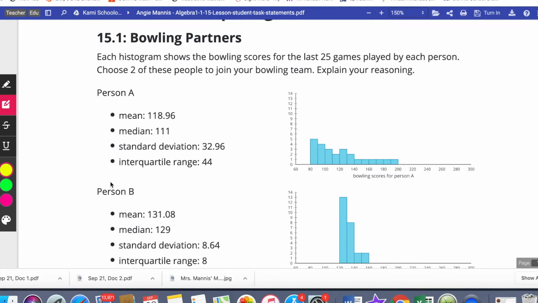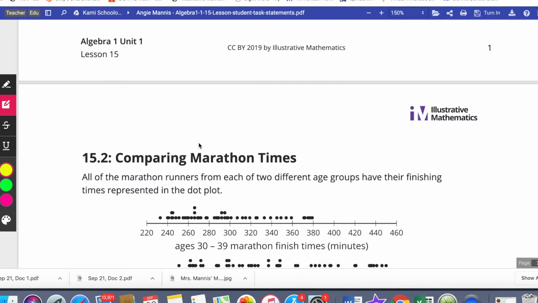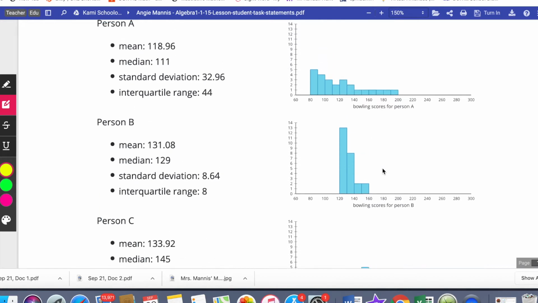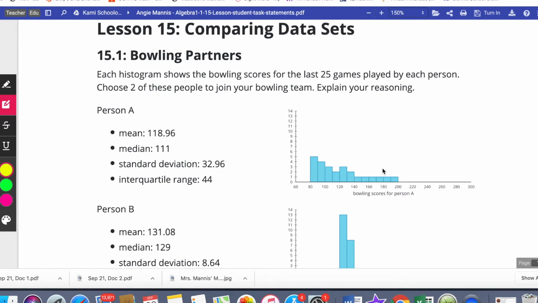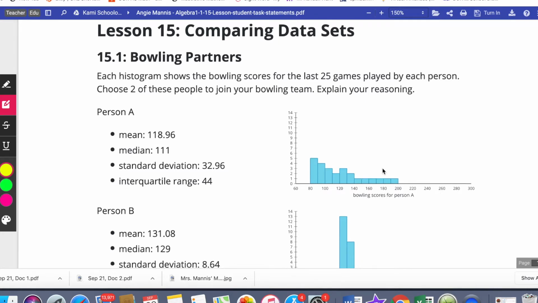Okay, so I want you to pause the video and go through and answer this. You can answer it down here at the bottom, or you can answer it beside each person that you choose, each bowler. Either is fine. So pause the video and answer this, and then whenever you finish that, you can unpause and continue on.